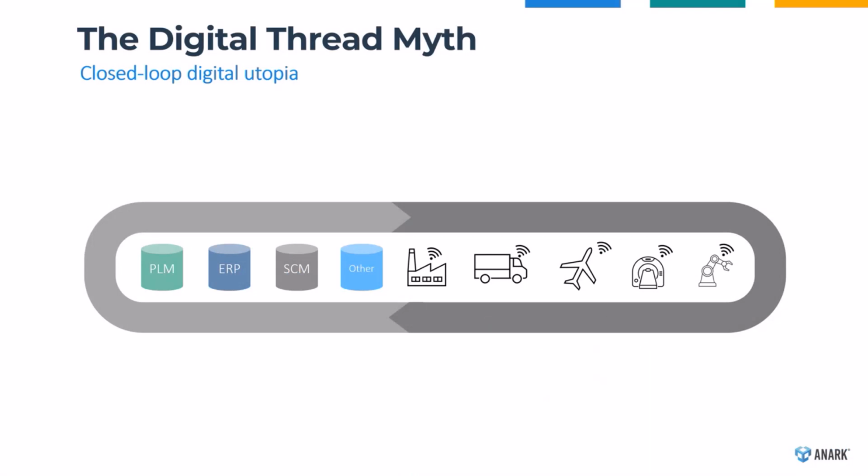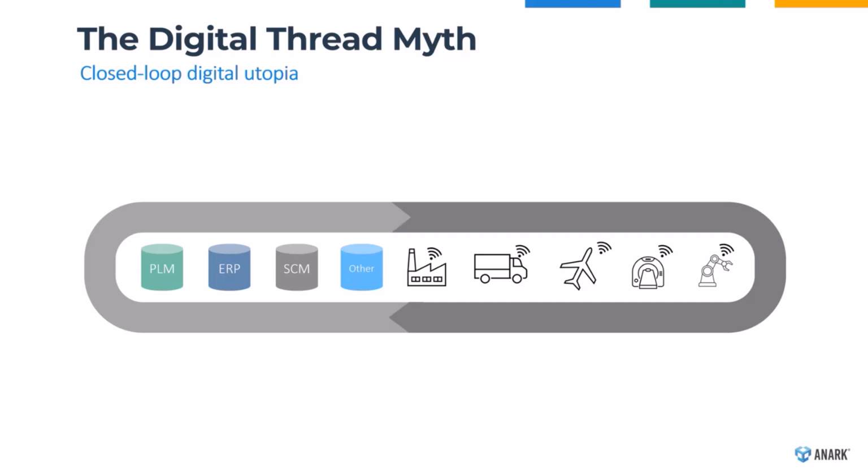Everyone has seen this at different times, where you have a racetrack type of closed loop digital utopia, where you have systems like PLM and ERP, SEM, connected factories with Industry 4.0 technology, smart connected products, phoning home and sharing information about what it's like out in the real world. And you have this entire closed loop racetrack that companies show and companies talk about where they're going.